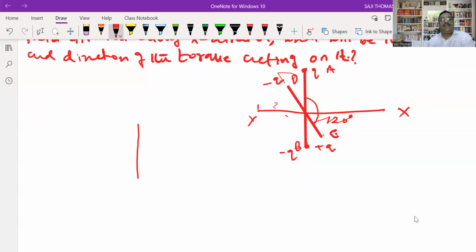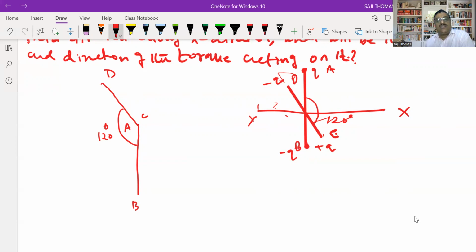So this is dipole AB, then dipole CD. This angle is given as 120. Okay. So two vectors inclined at an angle of 120 degrees.